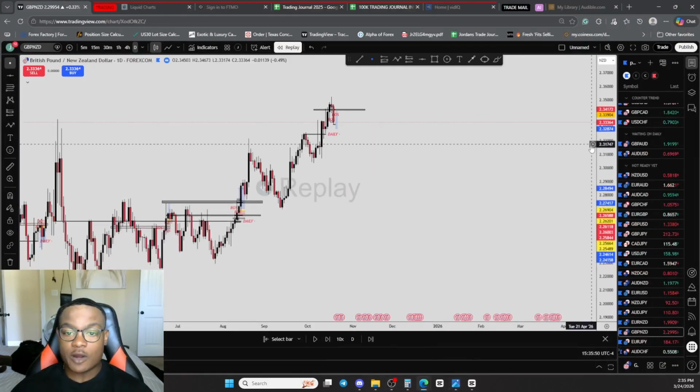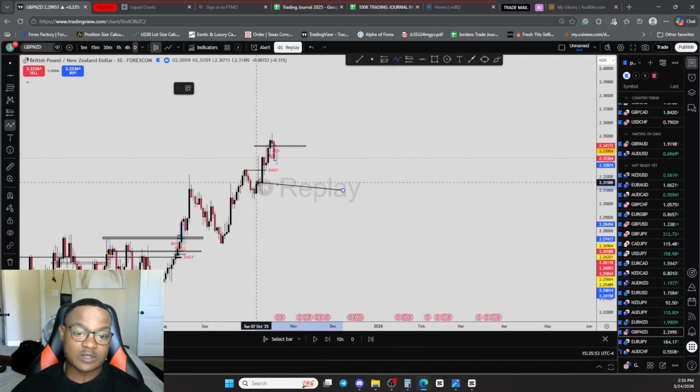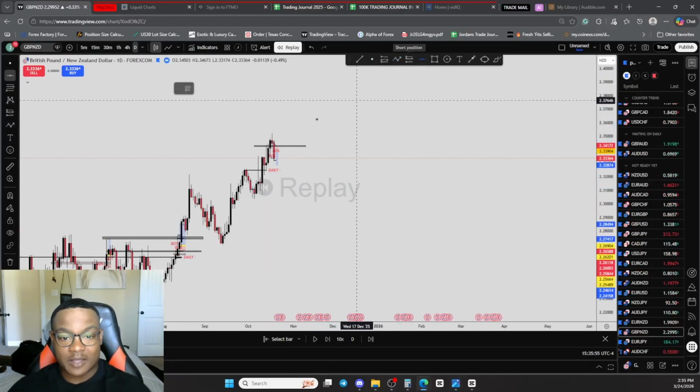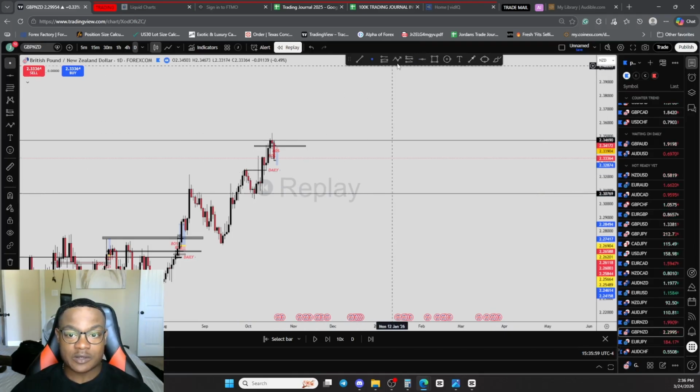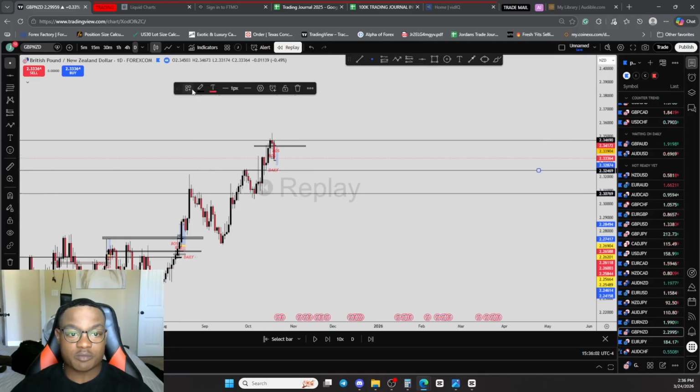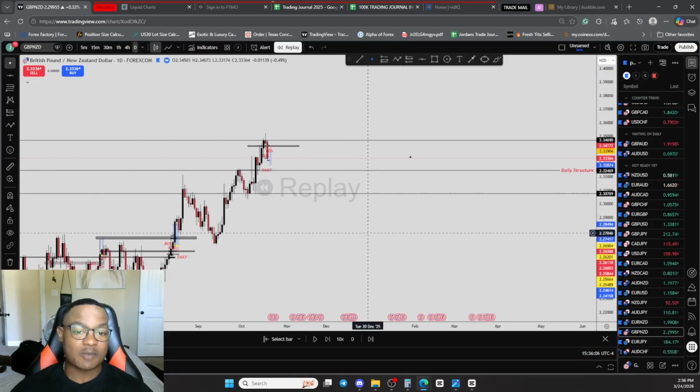So when we mark this off on the daily time frame, we see clear as day that price is bullish, right? We have the higher high being here, we have that higher low being here, and we have our recent break of structure being around here, which we mark off as our daily structure. We see that price is bullish.